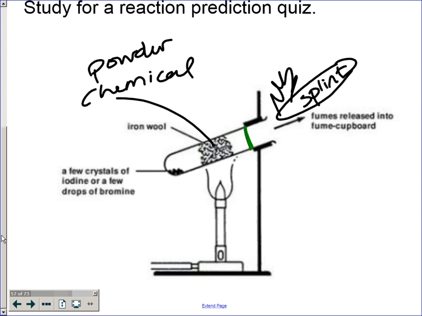Alright, do not light the Bunsen burner until I say so, but I do want to make sure it's set up right, so let's go ahead and get that set up. I'm giving you 30 seconds. Do not light it yet, just make sure it's set up.